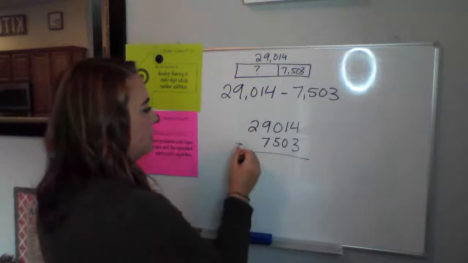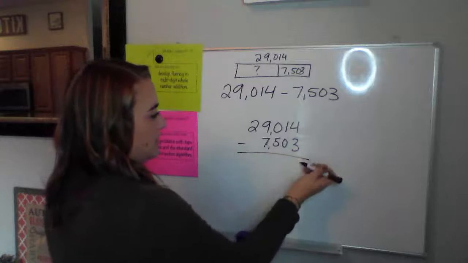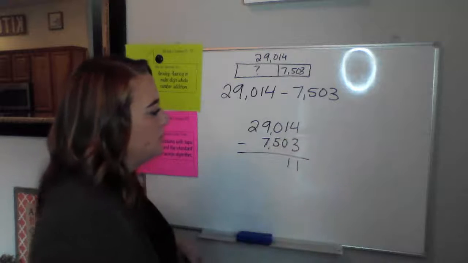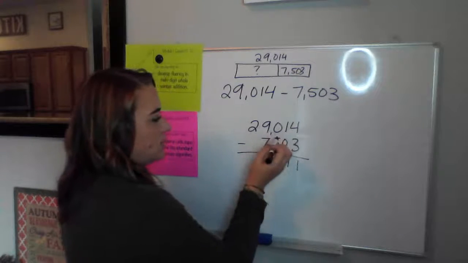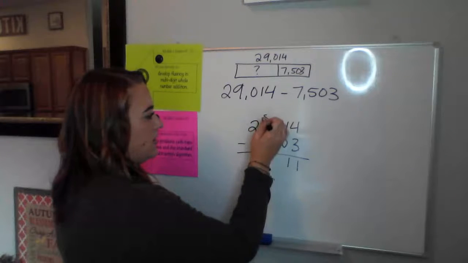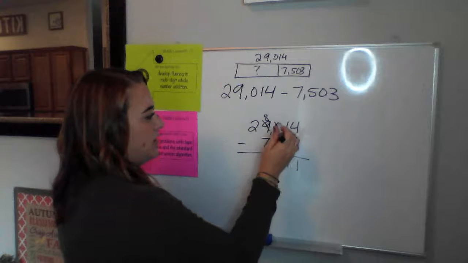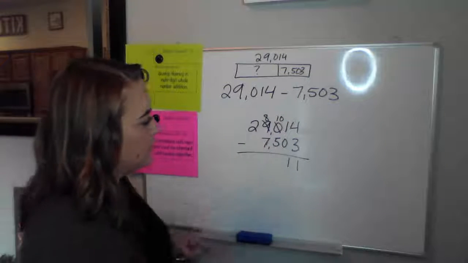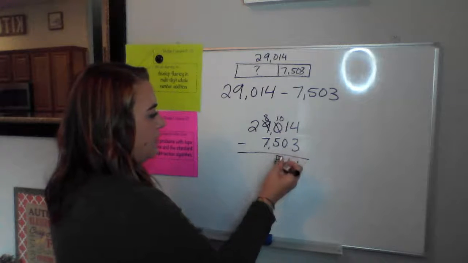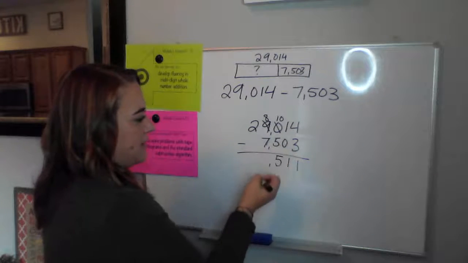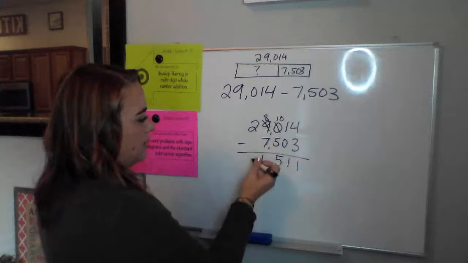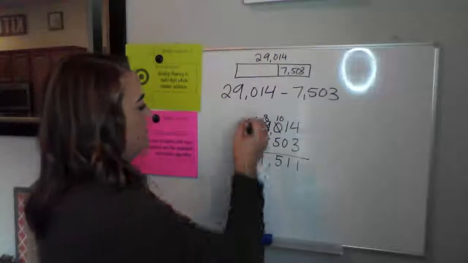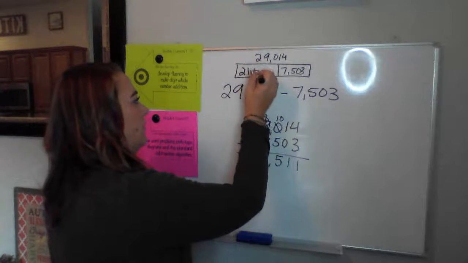All right, now we can subtract. So 4 minus 3 is 1. 1 minus 0 is 1. 0 minus 5 I can't do. So I'm going to borrow from next door. So I'm going to unbundle one of these, which leaves this with 8. That's going to add 10 to my 0, which is going to give me 10. Now I can subtract. So 10 minus 5 is 5, comma, 8 minus 7 is 1, and then we just bring down our 2. So our missing part up here is 21,511.